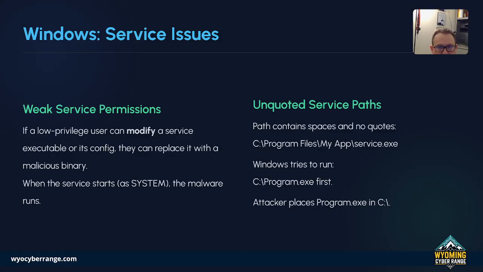Another classic flaw will be the unquoted service path. If the file path has spaces and no quotes, Windows might try to execute something like program.exe, but drop the C before it ever reaches the application. So they can hijack a different path without utilizing the proper path.